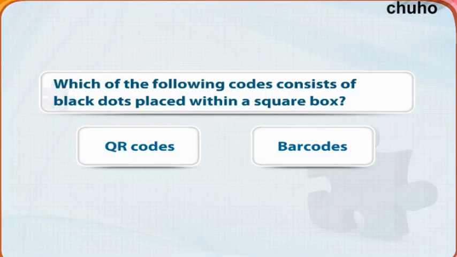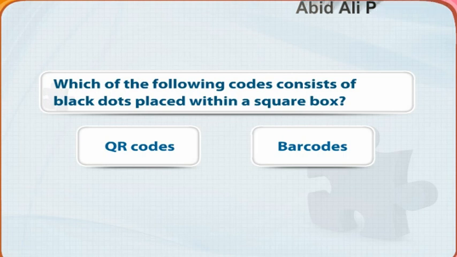Which of the following codes consists of black dots placed within a square box? Click the correct option. That's right. The QR code consists of black dots placed within a square box.